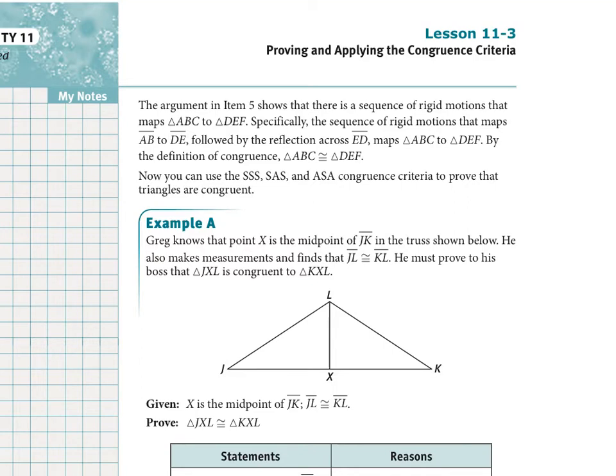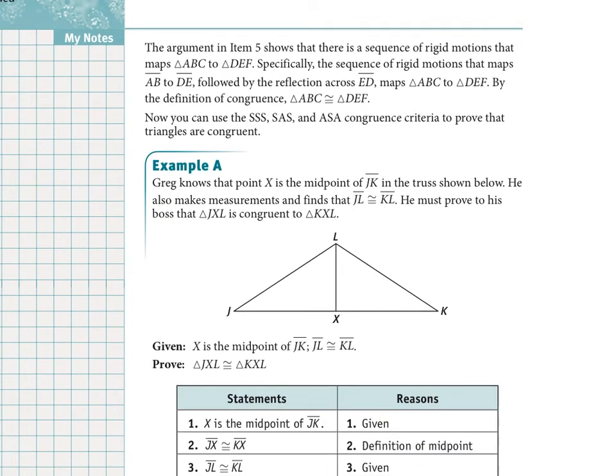Now, even though we didn't go through this problem, we're saying that there is a sequence of rigid motions that can map a triangle onto each other. That's what we saw in our first problem, and what it continued to show in the rest of the problems. Specifically, the sequence of rigid motions that maps AB onto DE, followed by a reflection across ED, maps triangle ABC to triangle DEF. By the definition of congruence, we were able to see that triangle ABC was congruent to triangle DEF.